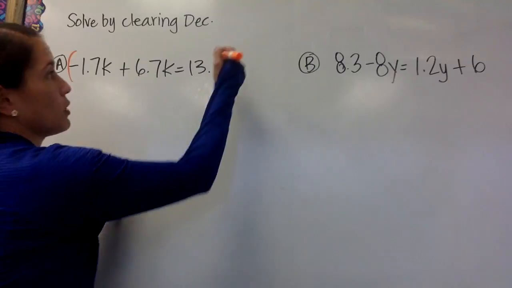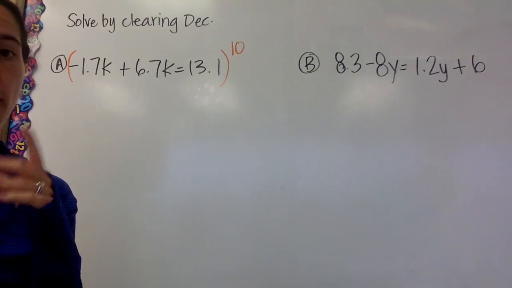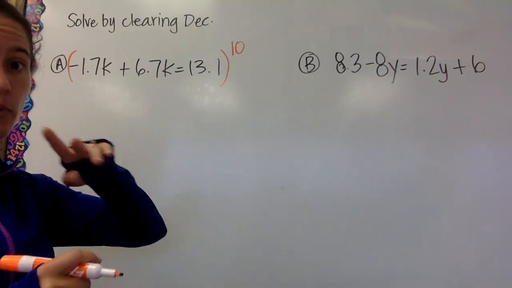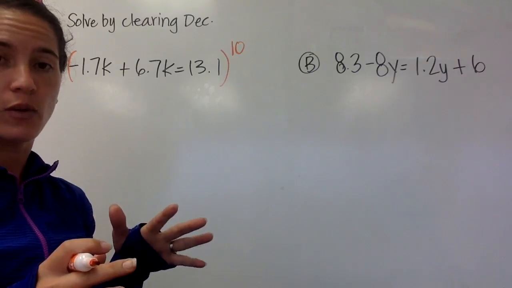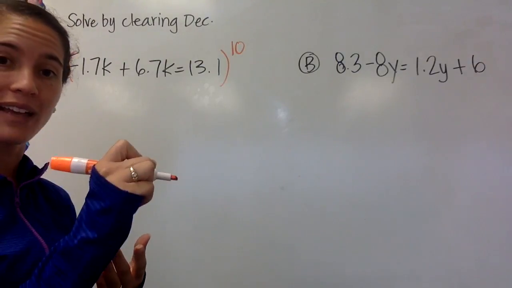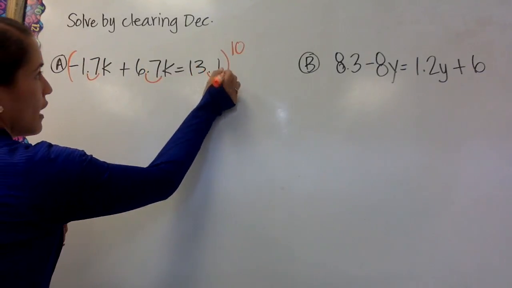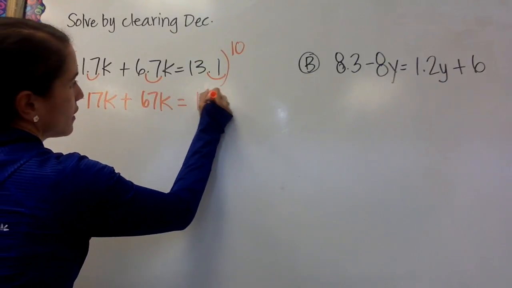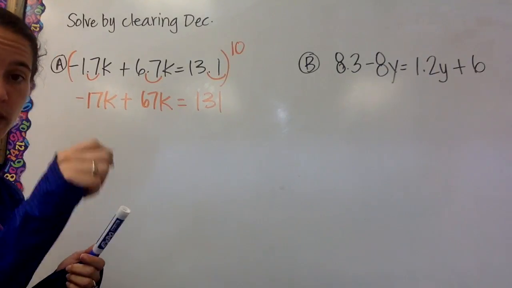So to start off with, we need to multiply everything by the first power of 10, 10 to the first, and what that's going to do is move the decimal place over. Every number is going to move over one time, regardless if it has a variable. Every term in the equation is going to be multiplied by 10. And when you multiply something by 10, you move the decimal over one place. So instead of negative 1.7, it's going to be negative 17k plus 67k equals 131. Because I multiplied by 10, you just move the decimal over.